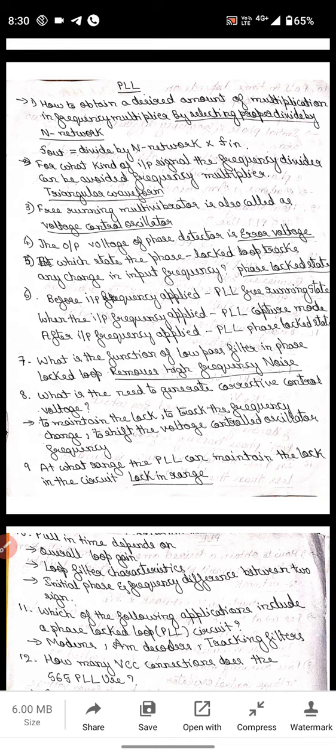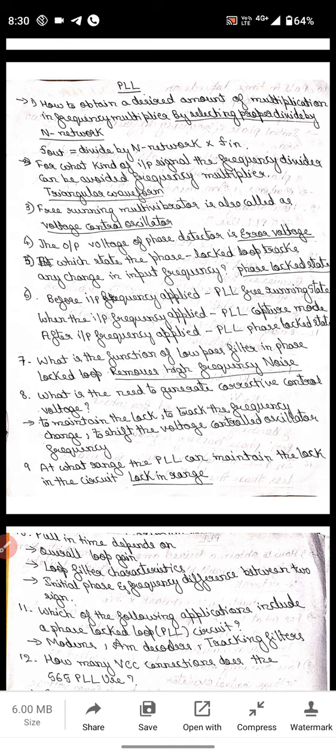At which state does the phase locked loop track any change in input frequency? In which state does the phase locked loop track any changes in the input frequency? The phase locked state. You will come to know of any frequency change, and it will track.